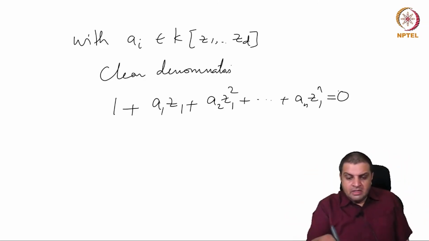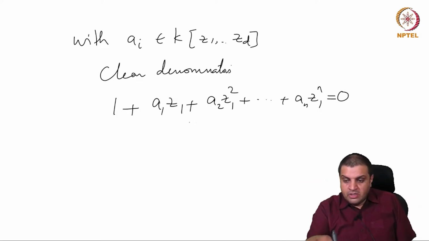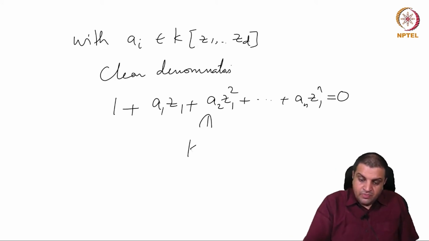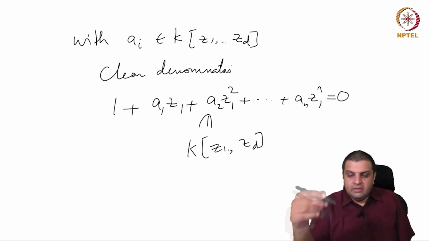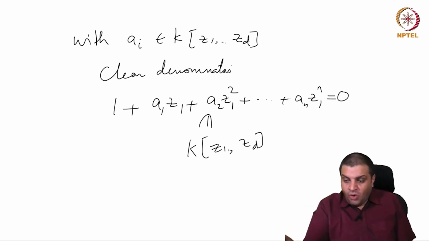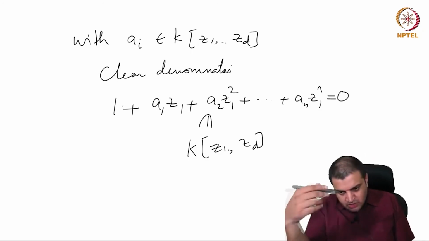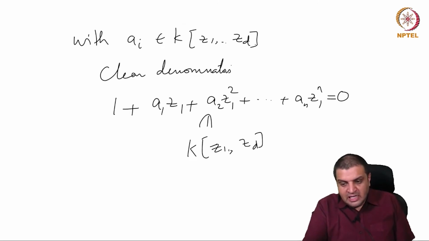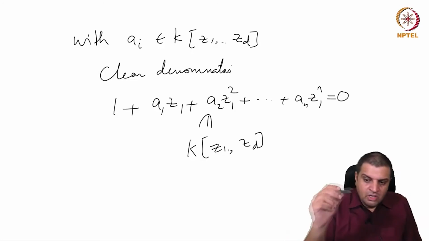Okay. But think about it this way. This is a polynomial. So now this happens inside the polynomial ring K[z1 through zd]. That is not possible because all these terms have no constant term. Here there is a 1. Or said in other words, if these are algebraically independent, there cannot be such a relation. Okay. So therefore d equals 0.